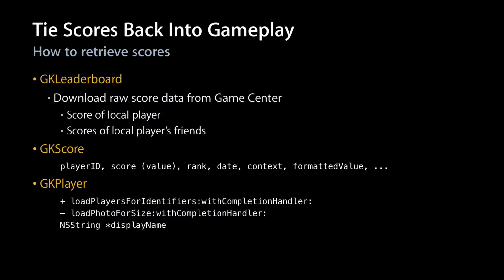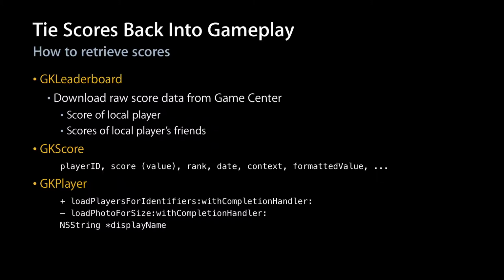But now, here are the ingredients that you'll use to pull that off. Of course, you want to get the data out of the leaderboard and not just have it show up in the UI. So you can use the GKLeaderboard class to download the scores directly from the Game Center service. It'll give you the score data for the player or all of their friends, or you can even get the global leaderboard data as well. Once you have these scores, you can see the player ID, the value of the score itself, their rank on that leaderboard, the date when they posted that score, and so on.